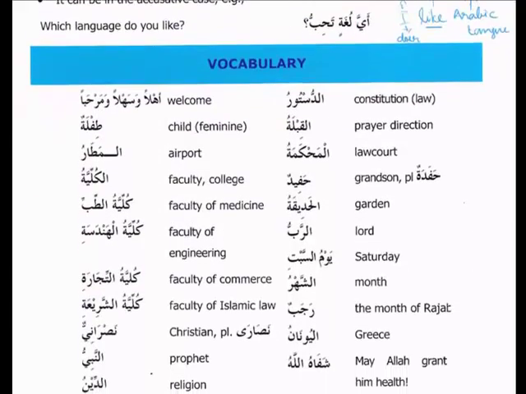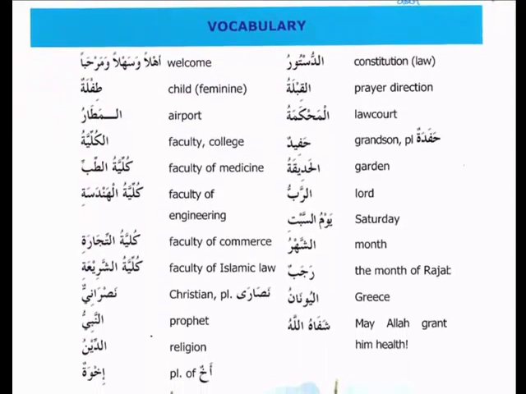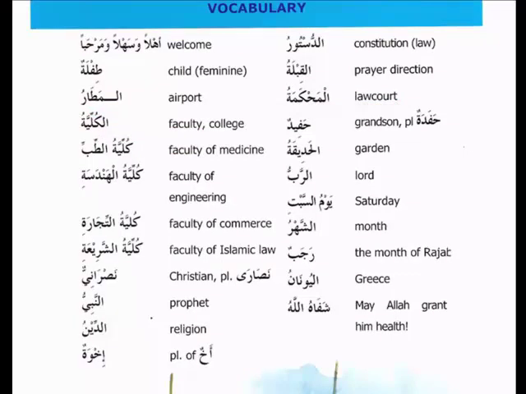Right, so here you have your vocabulary: ahlan wa sahlan wa marhaban, welcome; tiflatun, child; matar, airport; kulliyatun, faculty or college, department also you can say. Al-mahkamatu is the law court. And then the dastur is the constitution, or the law.